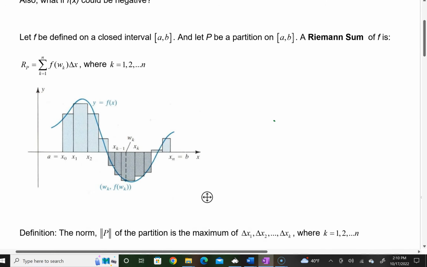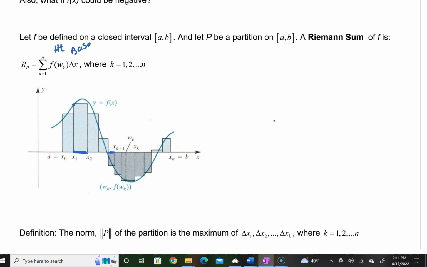We would still have base times height with all of these rectangles. But look at this. You can see very quickly some rectangles have a very different base length. That base that I just highlighted is considerably smaller than the one between x1 and x2. Sometimes it looks like maybe we're using a midpoint method. Sometimes it might even look more like we're doing a left endpoint method. And look here, our curve could go below the x-axis.